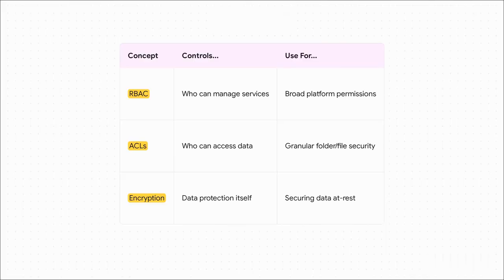Security in Azure is all about layers. You've really got three pillars to think about. First, there's role-based access control, or RBAC. This is about who can manage the services, like who has permission to start or stop Synapse. Next, you have access control lists, or ACLs. This gets much more granular. It controls who can read or write specific folders and files inside the data lake. And finally, everything is backed by encryption, which protects the data itself while it's just sitting there. You absolutely need all three for a solid security posture.